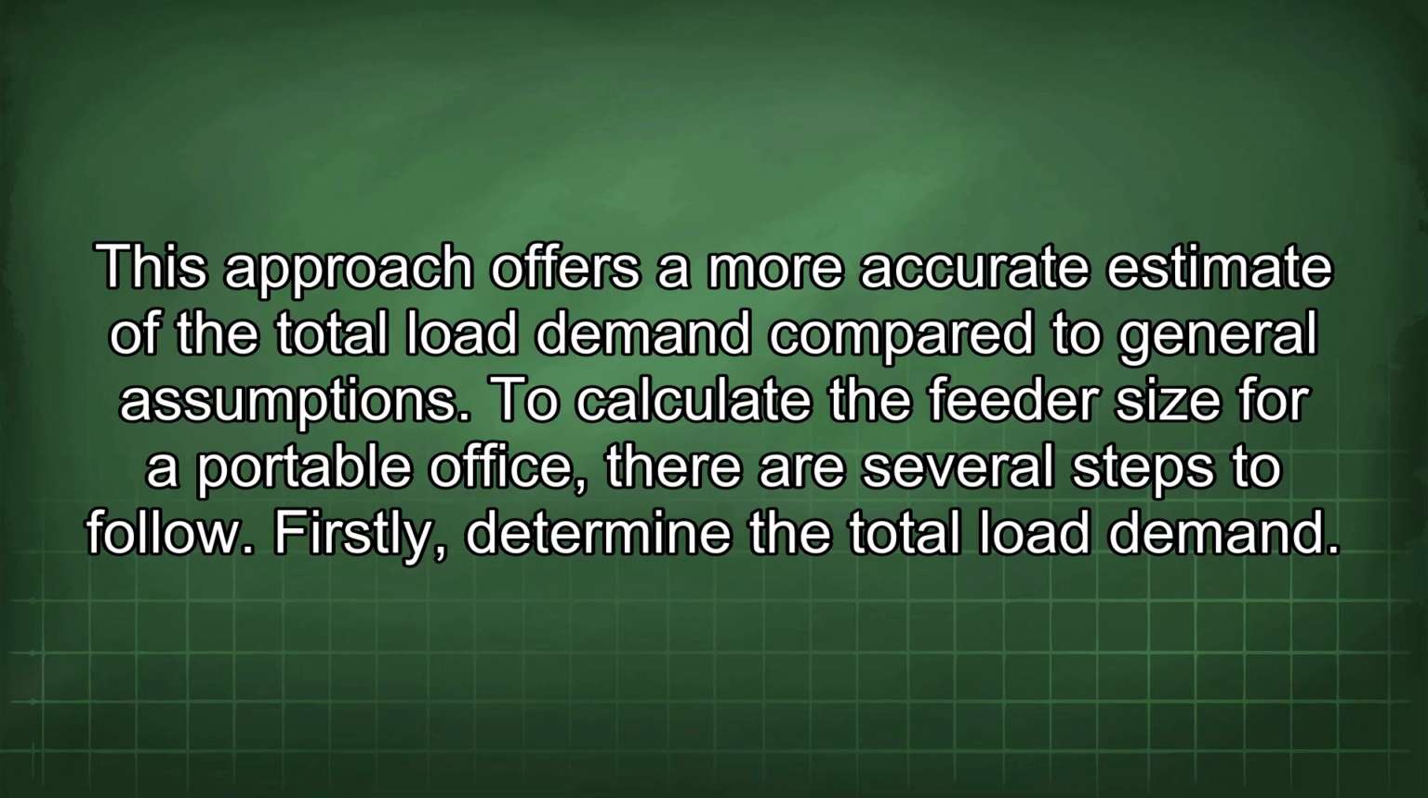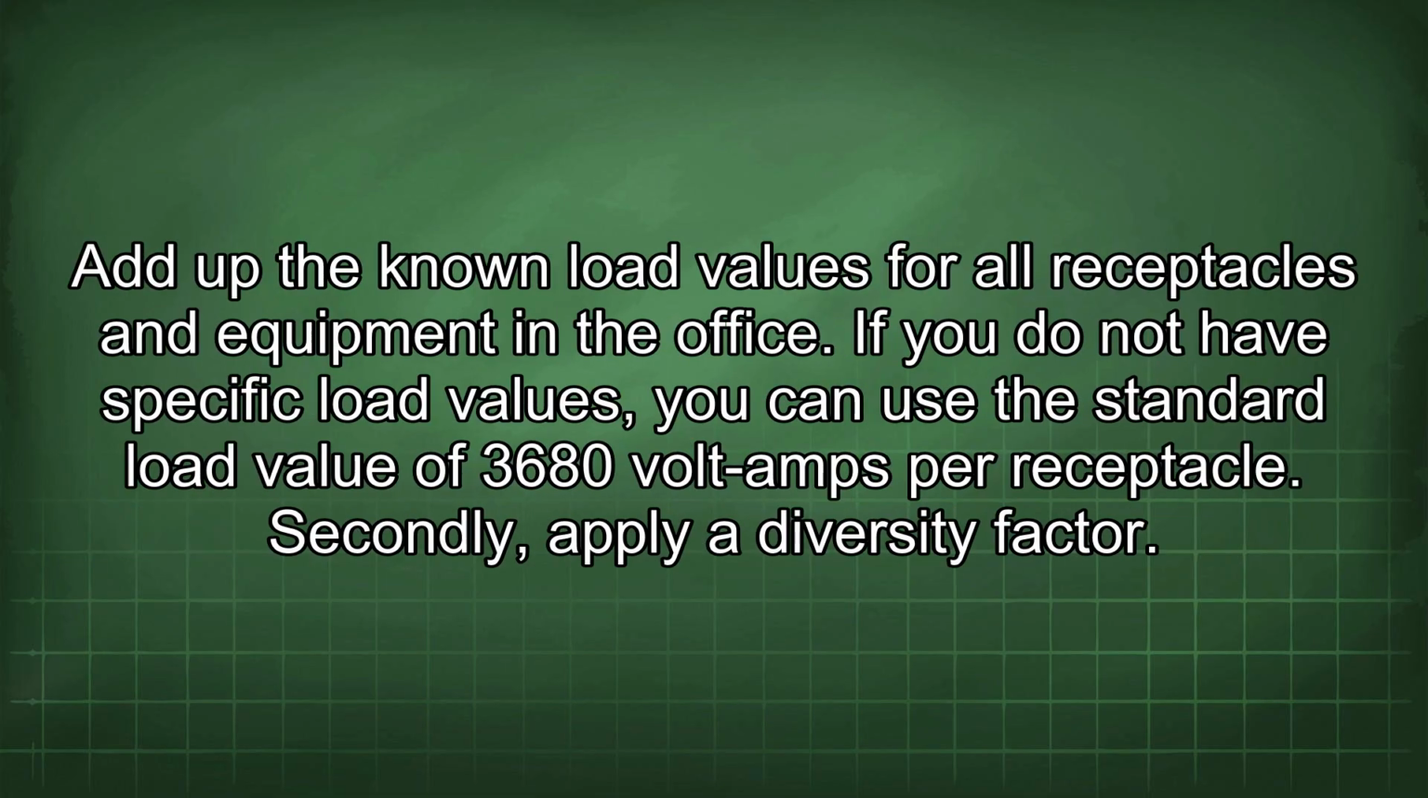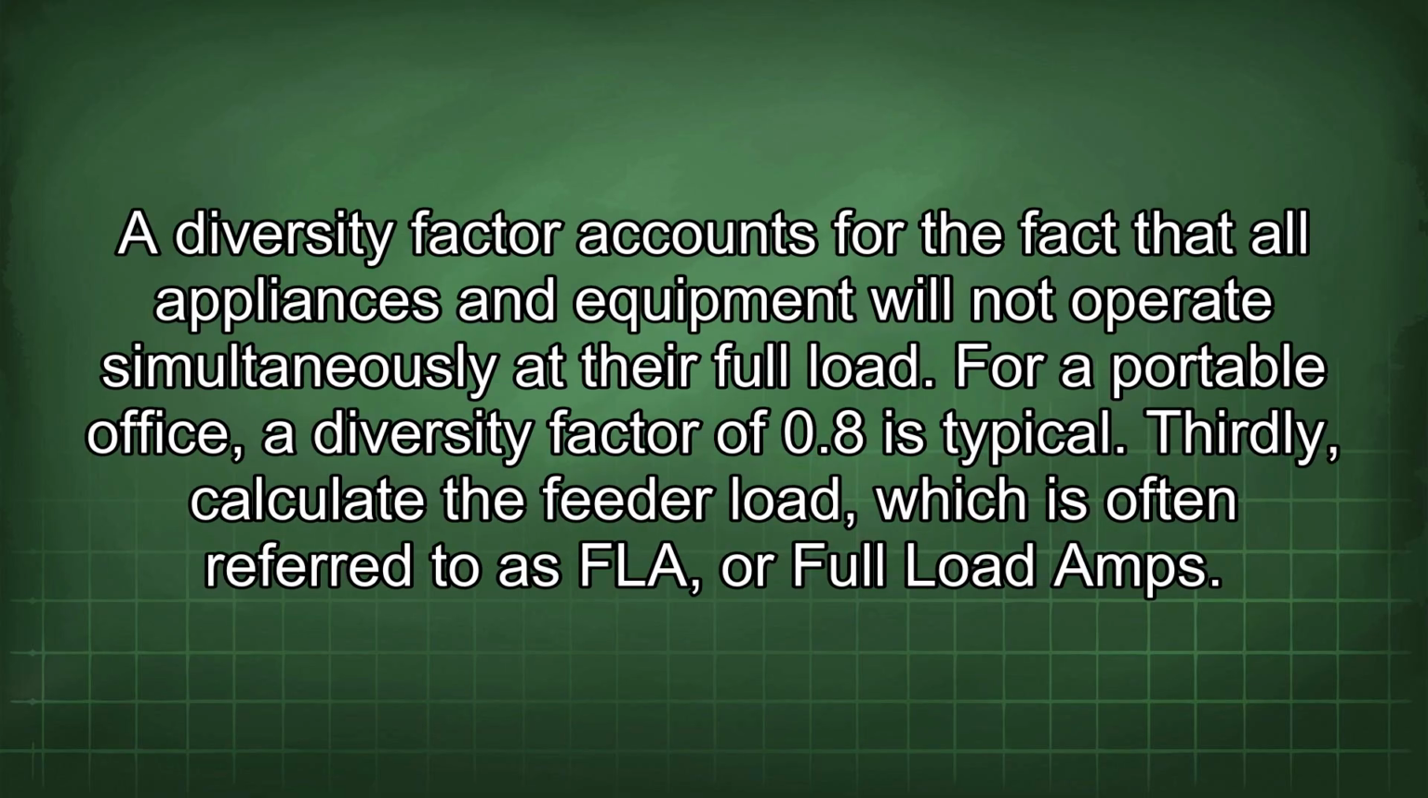To calculate the feeder size for a portable office, there are several steps to follow. Firstly, determine the total load demand. Add up the known load values for all receptacles and equipment in the office. If you do not have specific load values, you can use the standard load value of 3,680 volt-amps per receptacle. Secondly, apply a diversity factor. A diversity factor accounts for the fact that all appliances and equipment will not operate simultaneously at their full load. For a portable office, a diversity factor of 0.8 is typical.